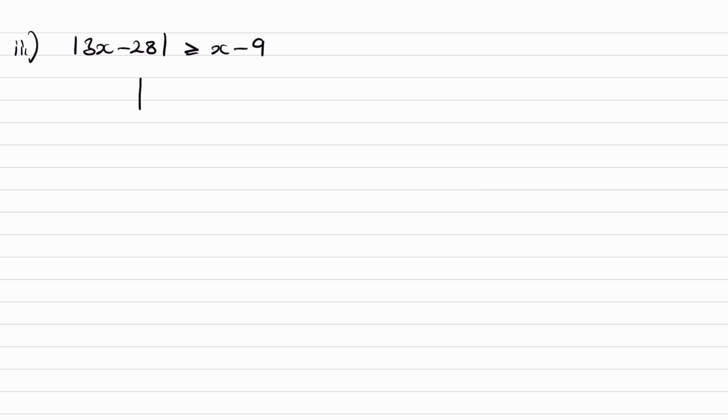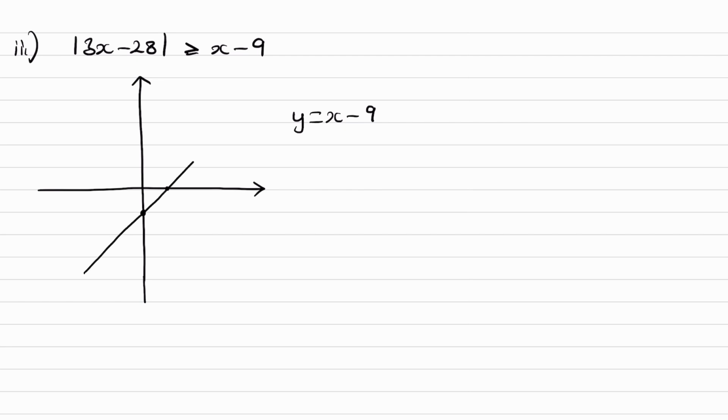Okay, so let's just first draw an xy axis. We'll start with y equals x minus 9, that's nice and easy. The y-intercept would be minus 9, which I'll put over here, let's say. The x-intercept would be 9 as well. And then our line would look something like this. So this is minus 9, this is 9.